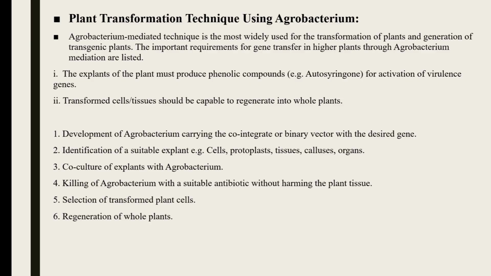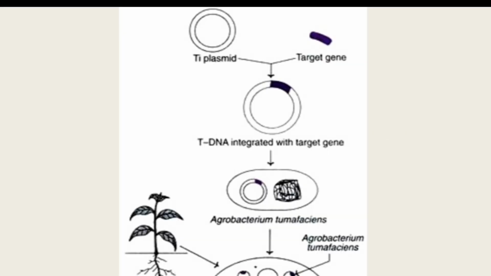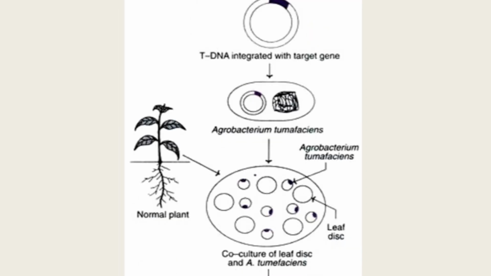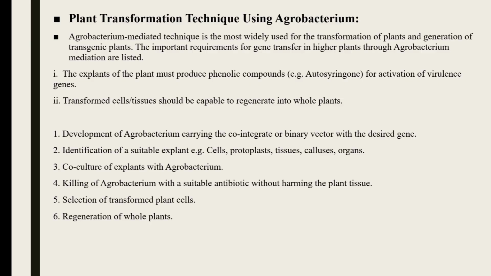Okay then, how will transformation take place in vitro? If you understand the previous slides of Agrobacterium, this will be easier. First, we need to develop Agrobacterium carrying the cointegrate vector with the desired gene responsible for the desired character. Step 2. Identification of a suitable explant, like cells, protoplasts, tissues, calluses, organs which must possess requirements described above.